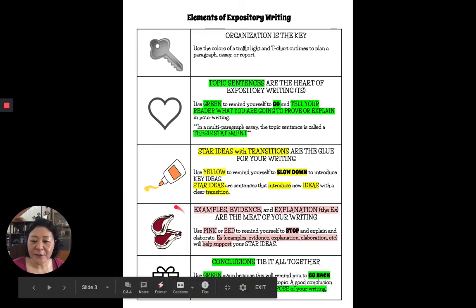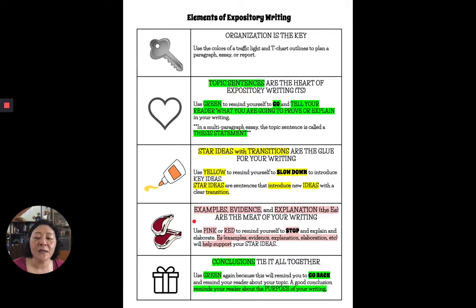The next picture is of meat. And those are the E's. Examples, evidence, and explanation, the E's, are the meat of your writing. You will use pink or red to remind yourself to stop and explain and elaborate.